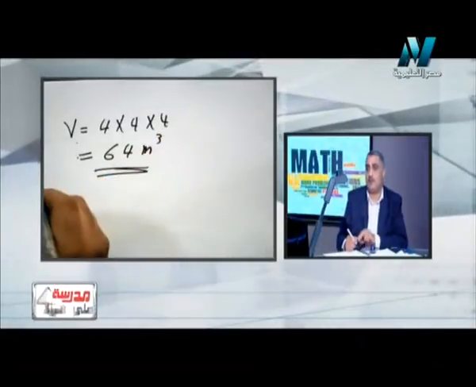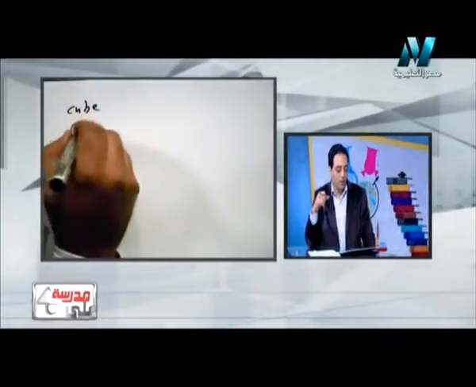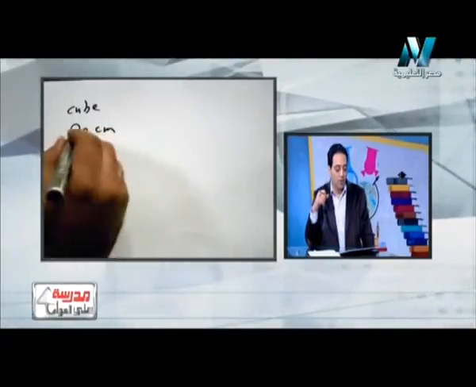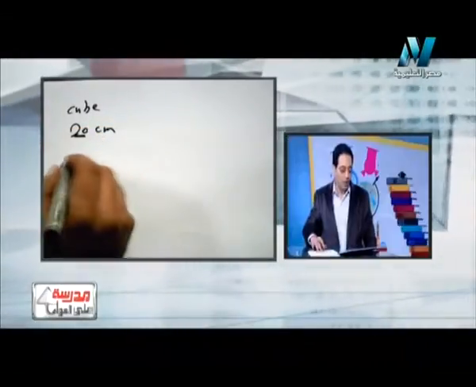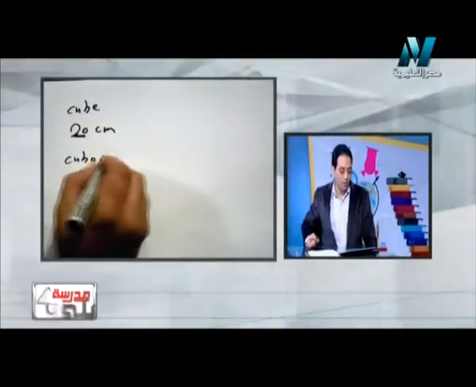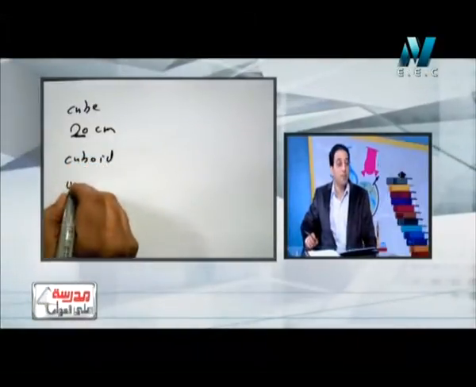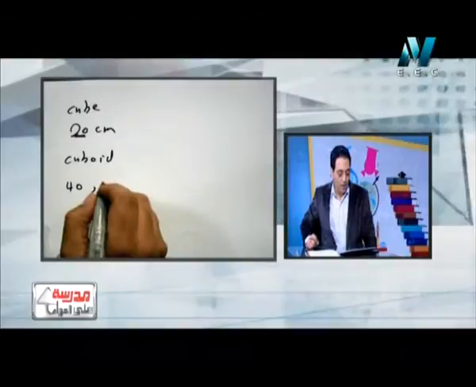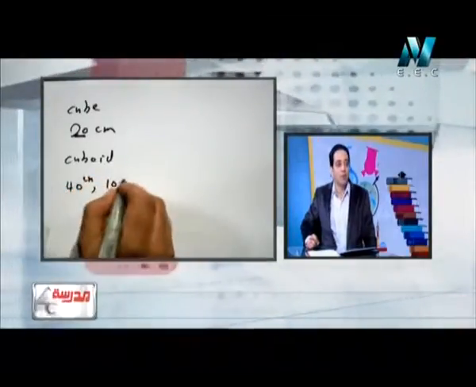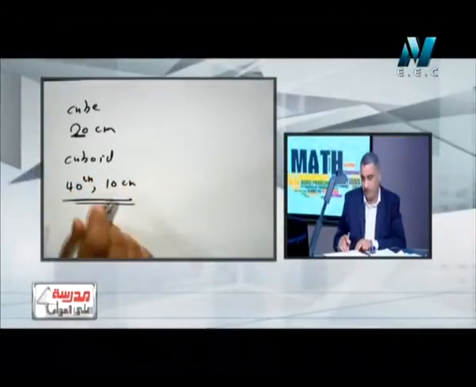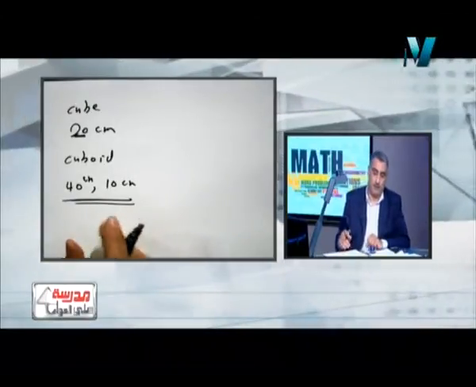Easy. The edge of a metallic cube is 20 centimeters long. It is melted and reshaped as a cuboid of base dimensions 40 centimeters and 10 centimeters. So find the height of the cuboid. Very, very good example.